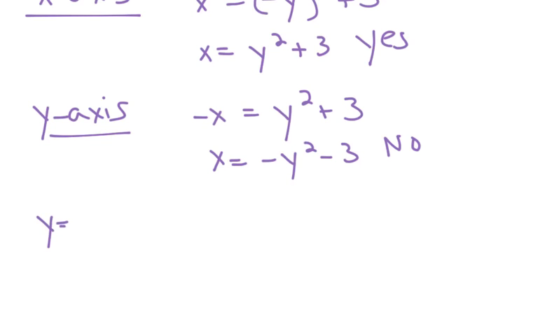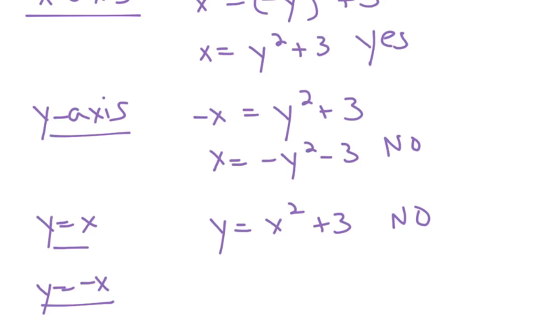Anytime your variables have different exponents, when you check symmetry over y equals x and switch your x and y, it's not going to be the same equation, because in the original problem, y was squared. We want y to be squared. It's not, so it's not symmetric. And a lot of times, if it's not symmetric over y equals x, it's probably not symmetric over y equals negative x either.